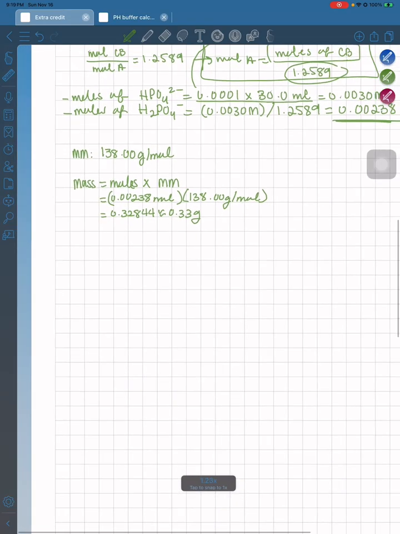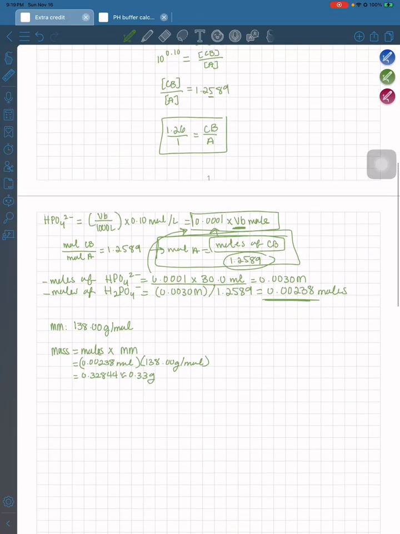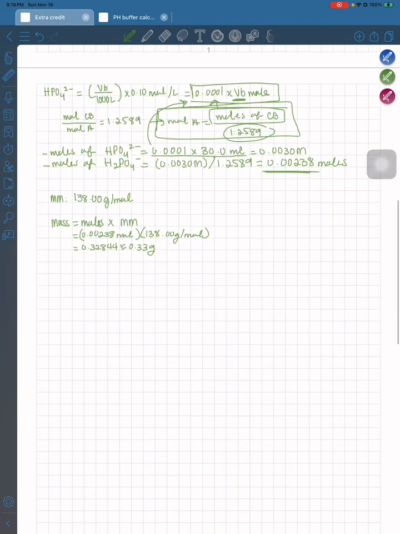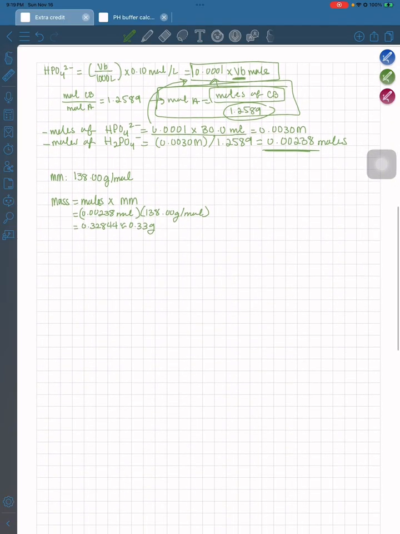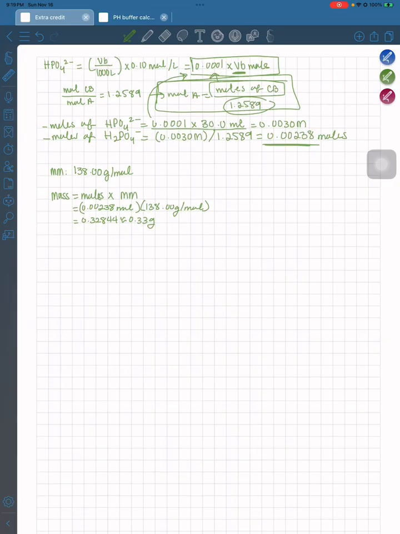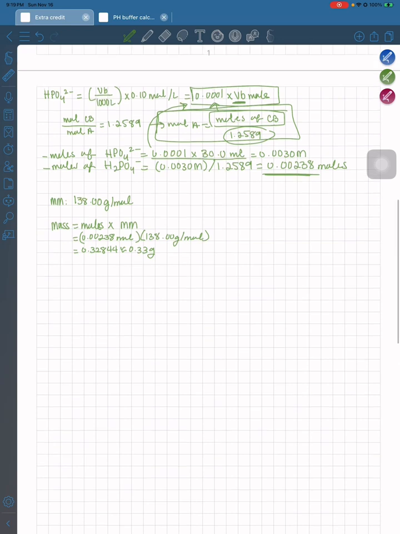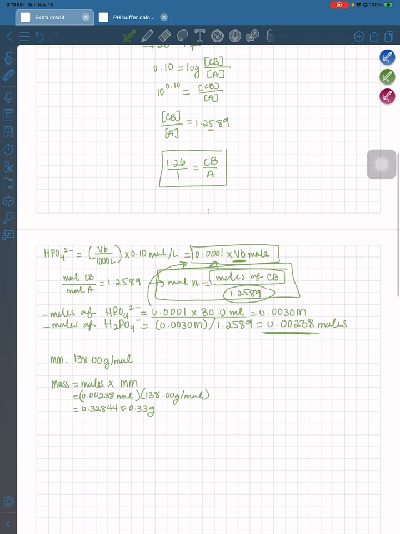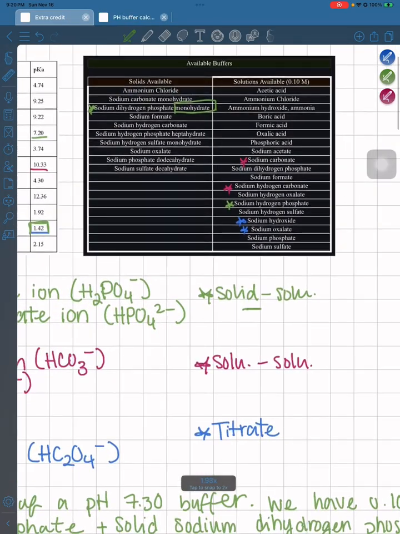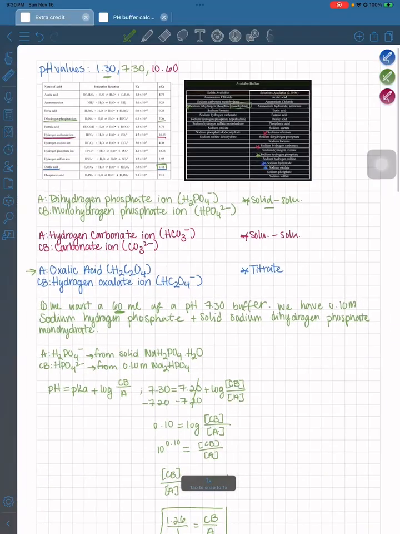Now we are done with all the math. We simply just have to jot down a couple of steps to ensure that we know what to do in lab. And those steps consist of measuring 30 milliliters of our 0.10 molar sodium hydrogen phosphate solution that we got from the table above over here, so it is available in class.